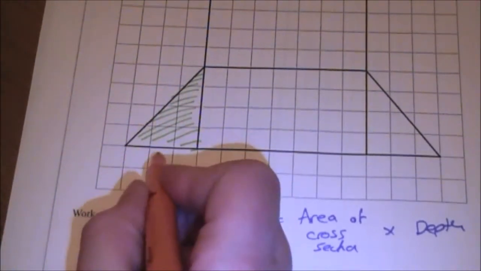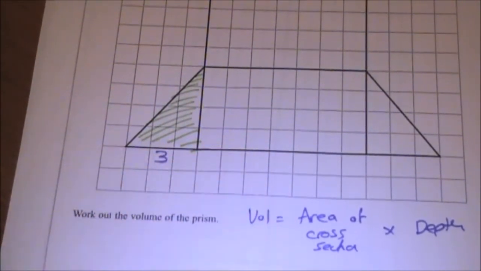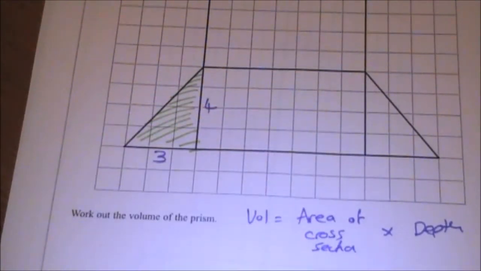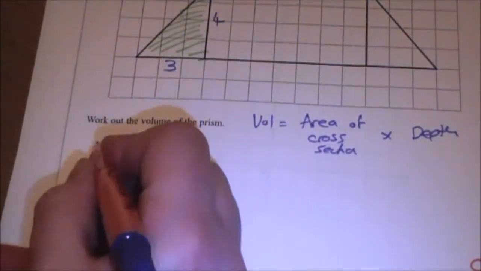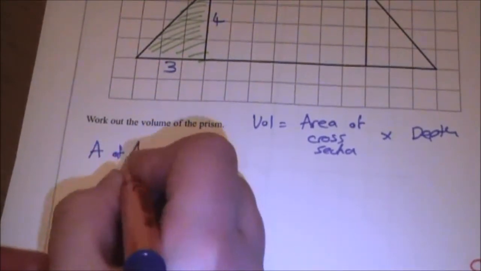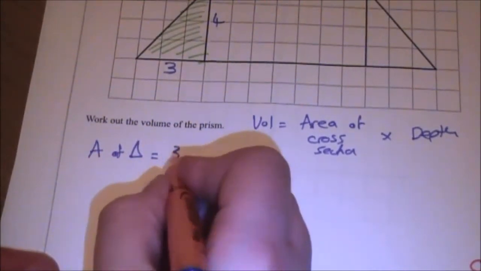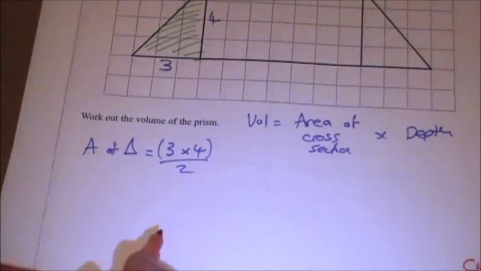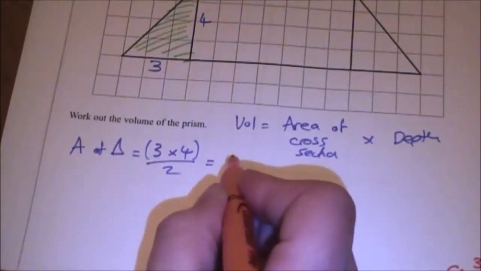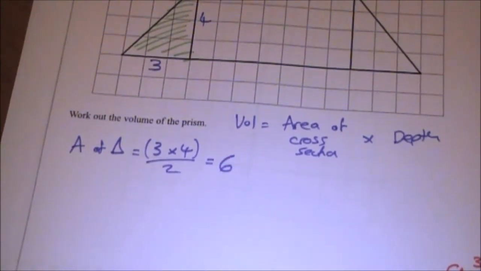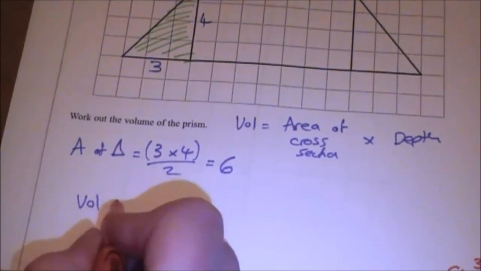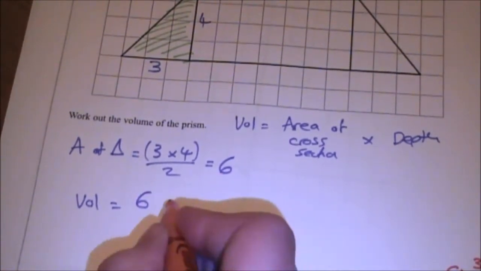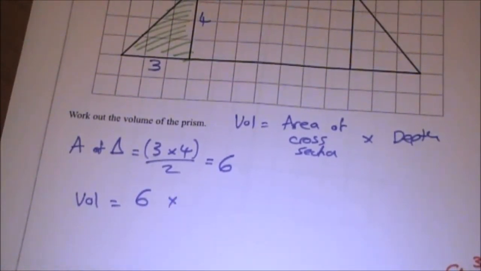So area of a triangle, we need the base, which in this case is 3. We need the height, which in this case is 4. So the first thing I'm going to do is find the area of the triangle, which is 3 times 4, and then you half it. So 3 times 4 is 12, and half of 12 is 6. Now I'm going to find the volume. And volume is going to be 6, because that's our area, times by the depth.